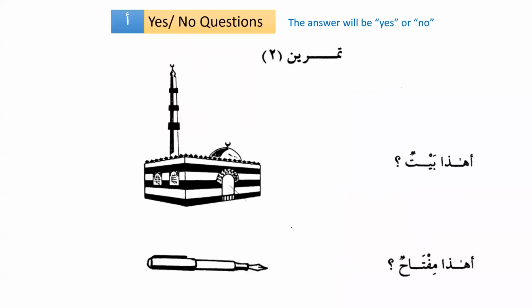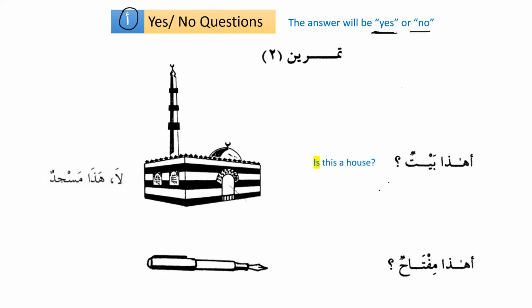Excellent. Now we have exercise and we are going to ask questions using yes no questions. Why we have yes no questions? Because we have Hamzatul Istifham. So the answer will be yes or no. So I have given you all the information, inshallah, so that you don't forget. So ahada baytun, is this a house?